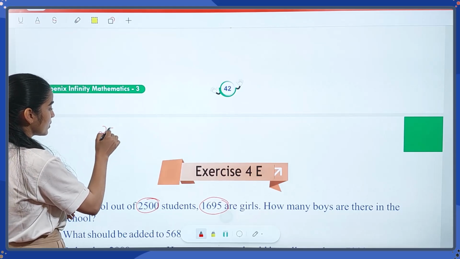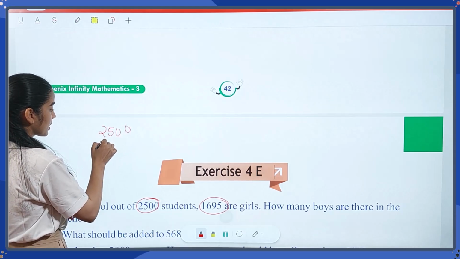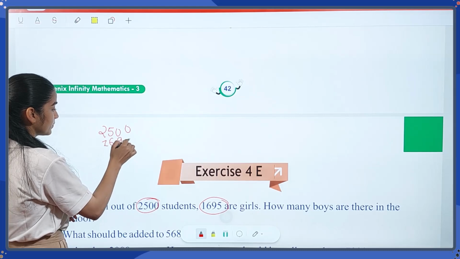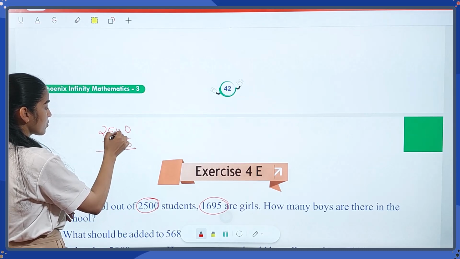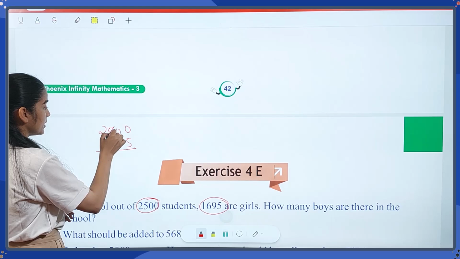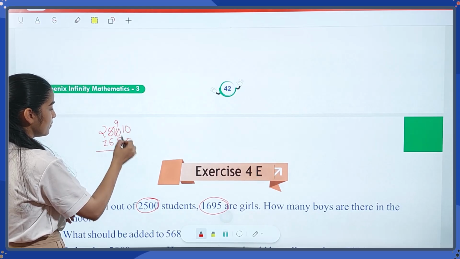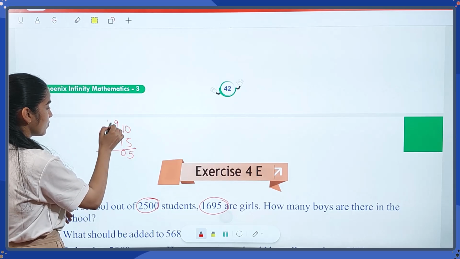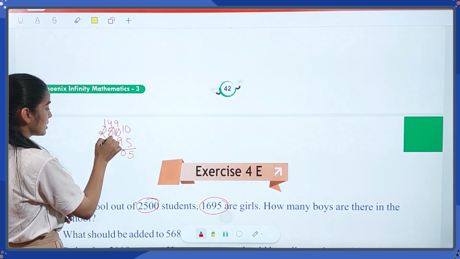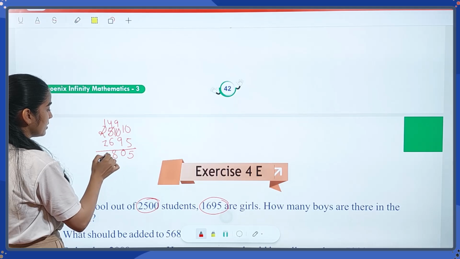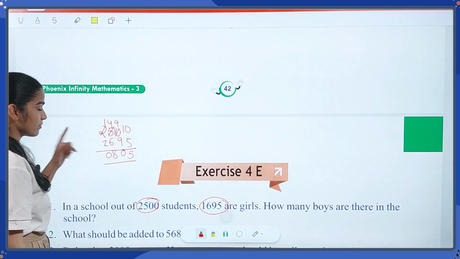But what we do first, we make it like this. So what we can do, 5, 10, 9, 1. Then 10 minus 5 is 5. 9 minus 9 is 0. 4 minus 6 is not possible. 14 minus 6 is 8 and 0. So 805. This is the first method.